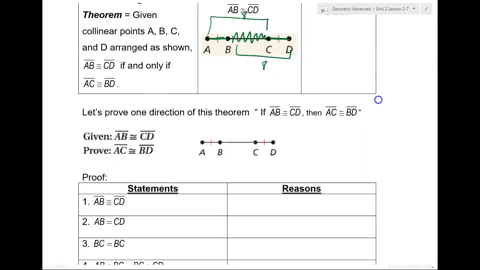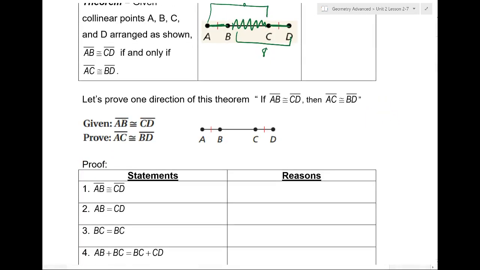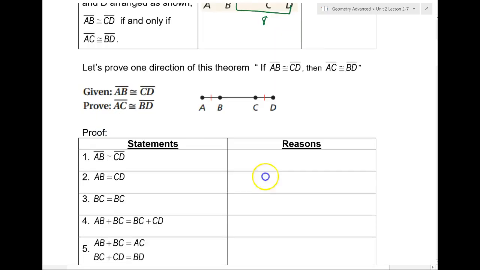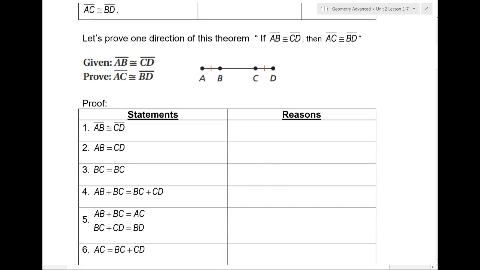Now, let's actually prove it. If it's a biconditional, you have to prove it both directions. Okay, so we're only going to go one direction. This time we're going to prove if you start with the smaller segments, you're going to get 2 congruent larger segments. Now, here's the diagram that we have. Our given is the fact AB is congruent to CD, so you should always mark up your given on your diagram and put it in your proof. So let's do this one real quick.